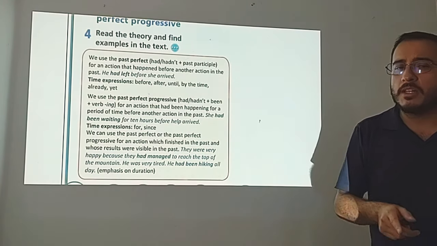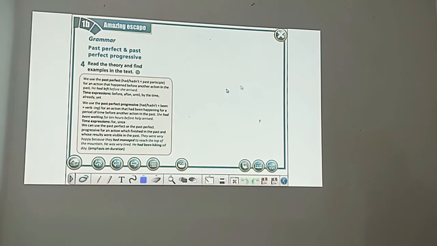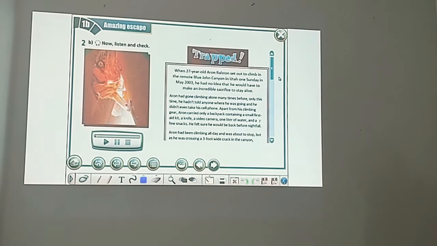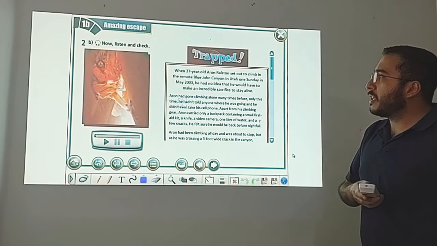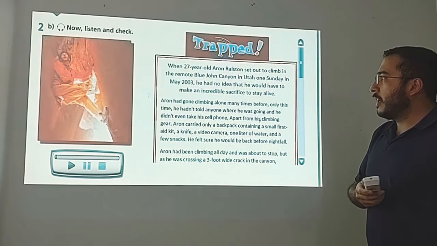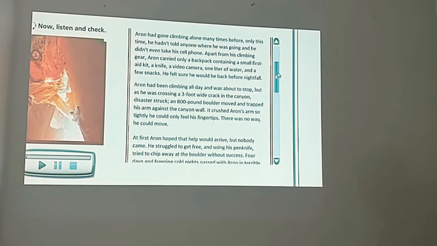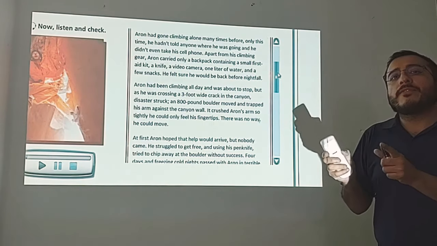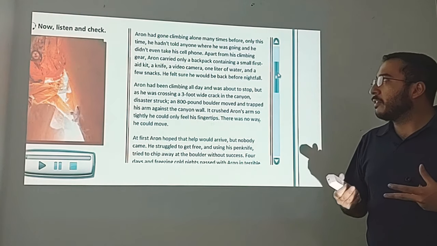But now let's take a look at the text, Aaron Ralston's text. Let me just display it. Here it is. This is on page 10 in your book, but remember, your book is incomplete. I hope you have the answers already. So, we read this in class, but I'm going to focus only on the past perfect or past perfect progressive expressions so you can refresh your memory a little bit, okay?